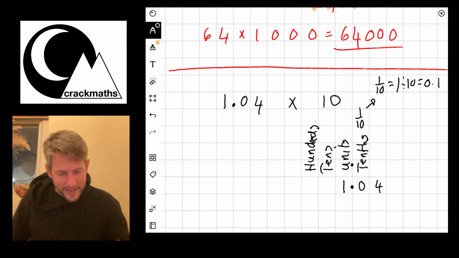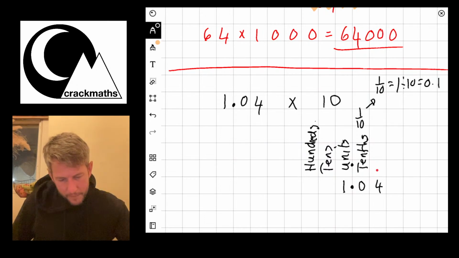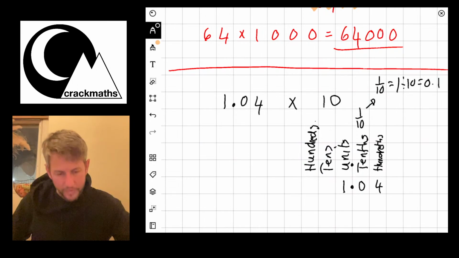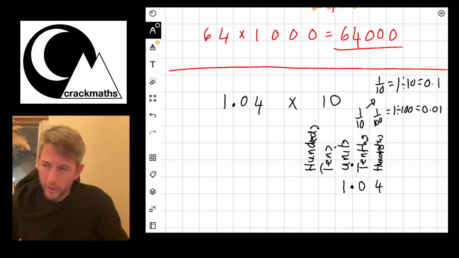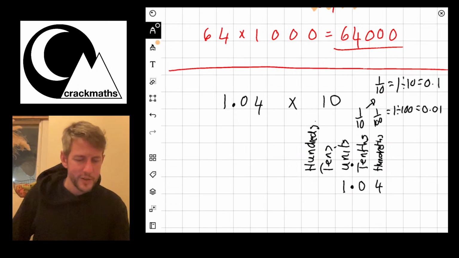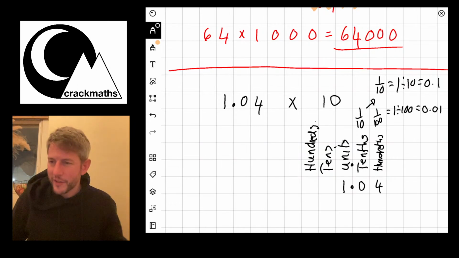If we look at this next one, we've got tenths, and we've got hundredths. Hundredths would be like 1 over 100, and that's because that equals 1 divided by 100, which equals 0.01. Okay, so we can continue with this.